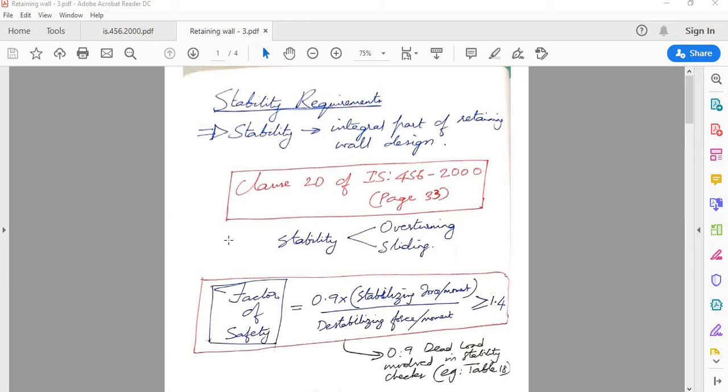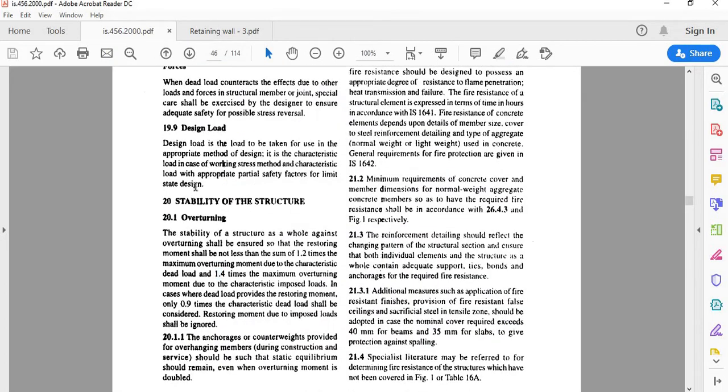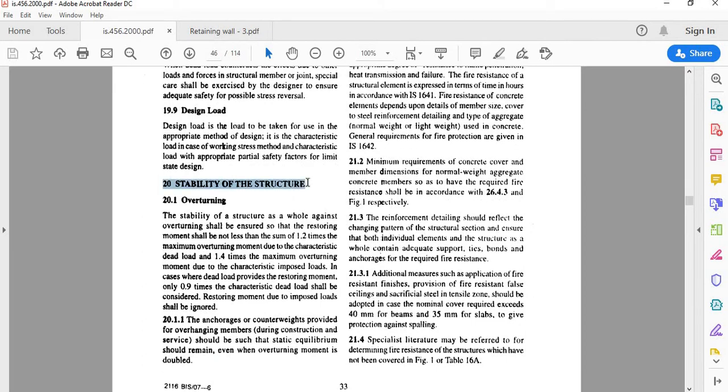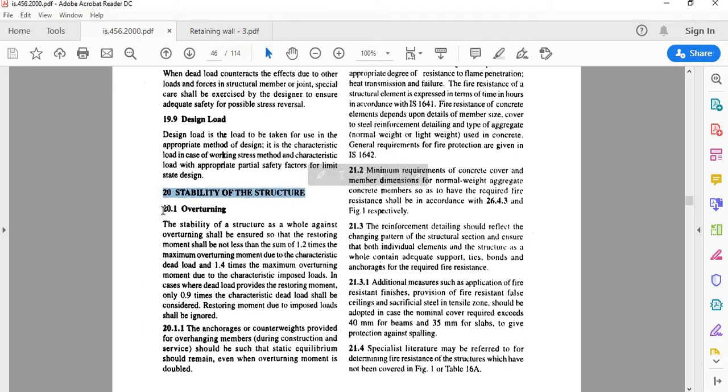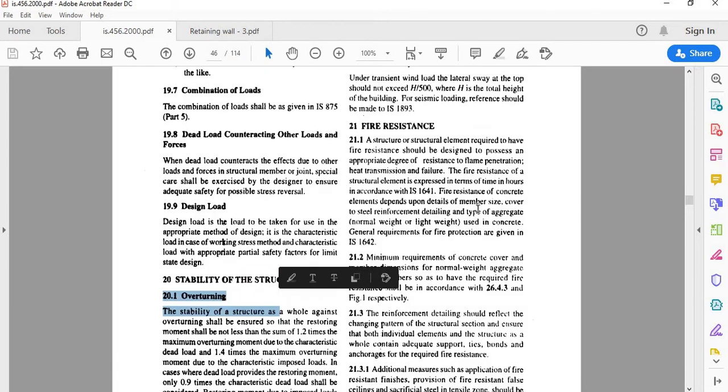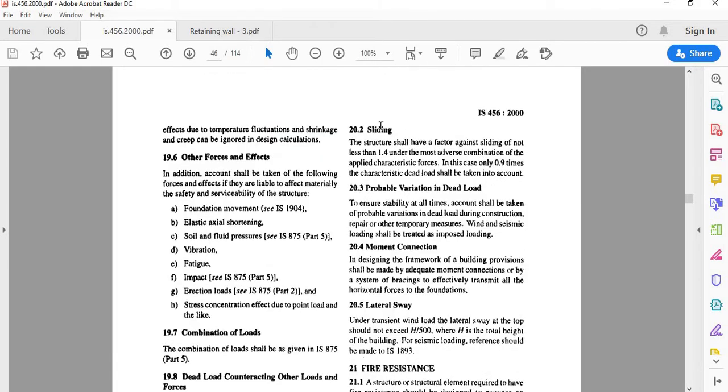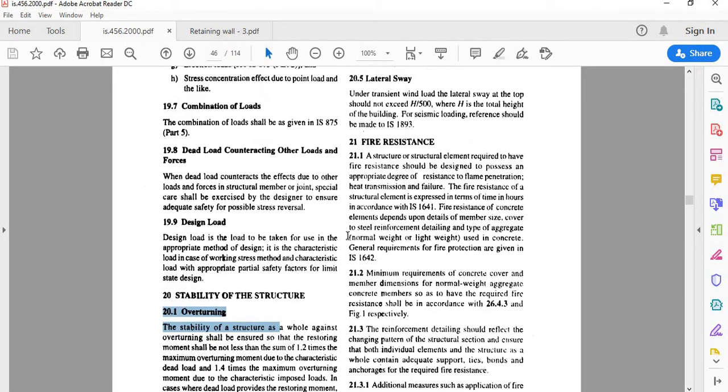So the requirements for stability check, and not just for retaining wall, for any general structure, is given in clause number 20 of IS 456. So let's go there. This is clause 20, stability of structure. You have 20.1 for overturning and 20.2 which is for sliding.